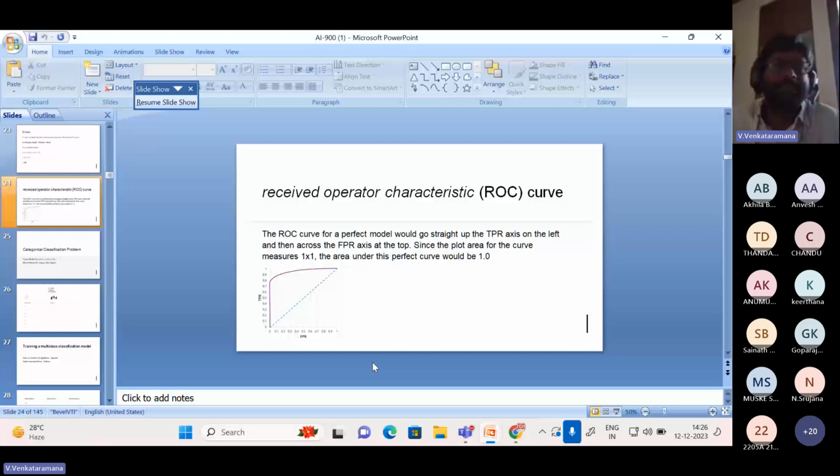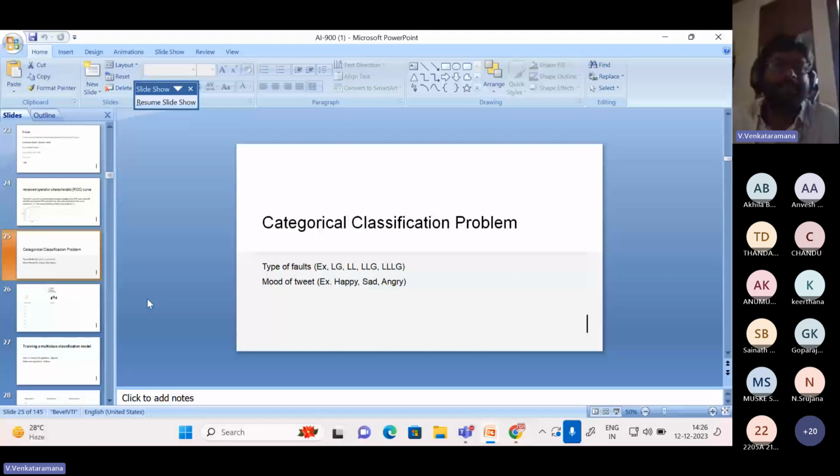As I said earlier, categorical classification problem. In the categorical classification problem, there are multiple classes. Like you are trying to classify the different types of faults, like LG fault, LL fault, LLG fault, and triple LG fault. So they're the different types of faults.